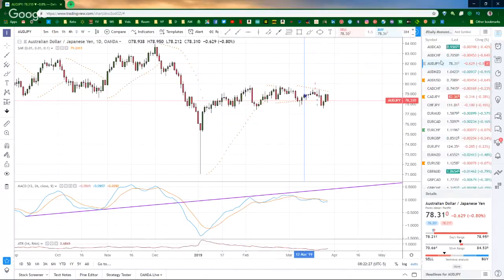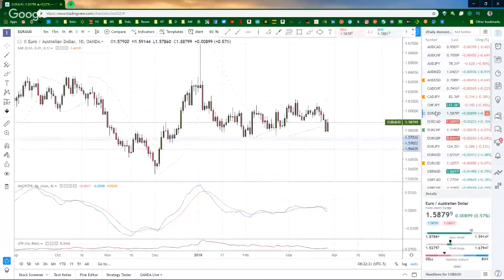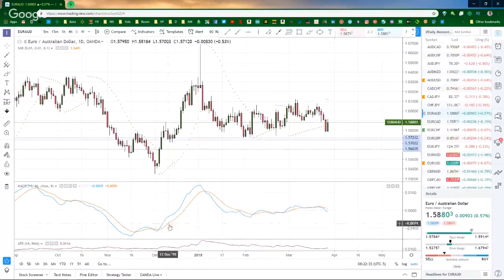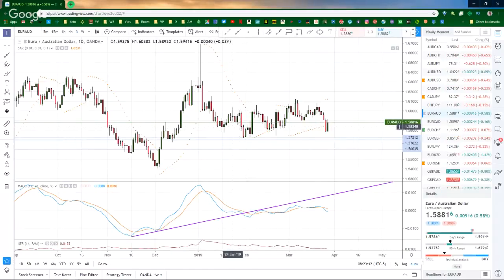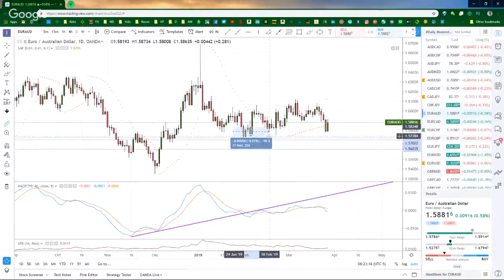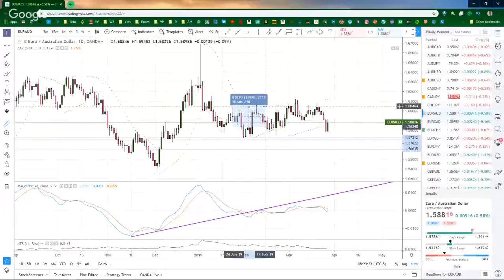So let's do another one. How about Euro Aussie? Okay, here are a couple of lower lows right here, and I would have drawn this. Actually, I would have drawn this one had I been around. That would have taken us short on this candle with a 123 pip ATR. So our initial target would have been 123, and that's short from right here, 123. Our stop loss would have been hit on here. So this would have been a loser.